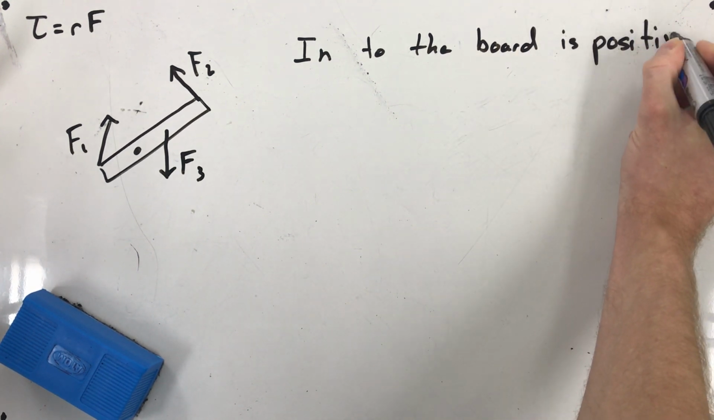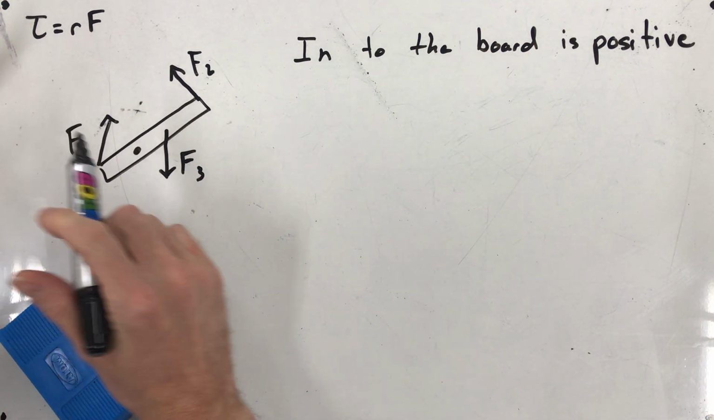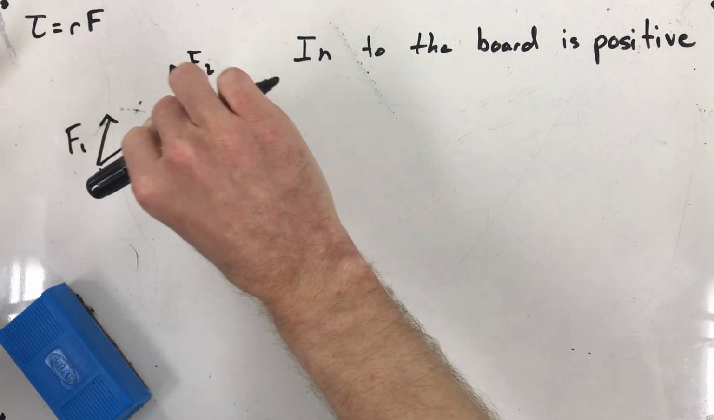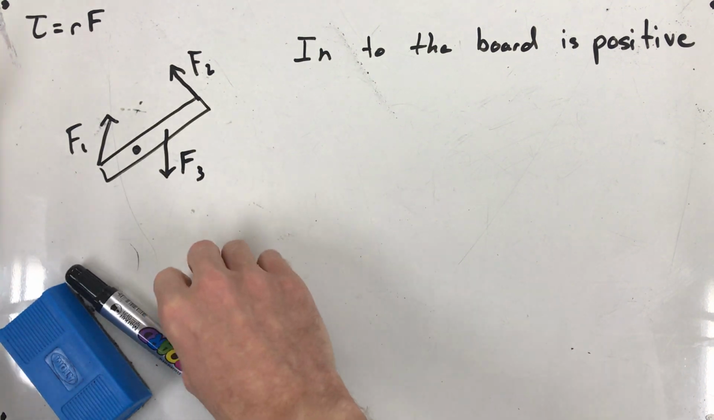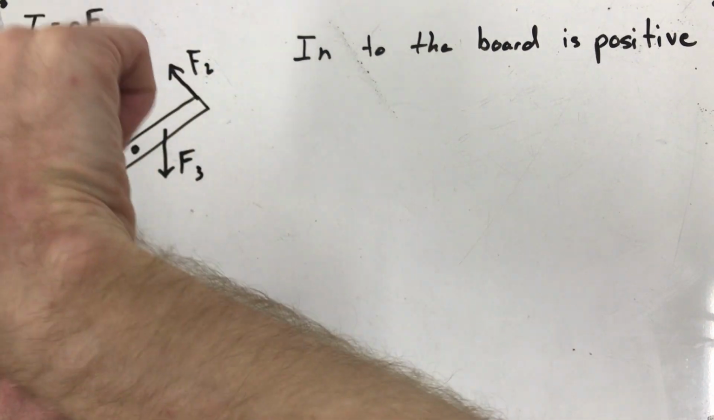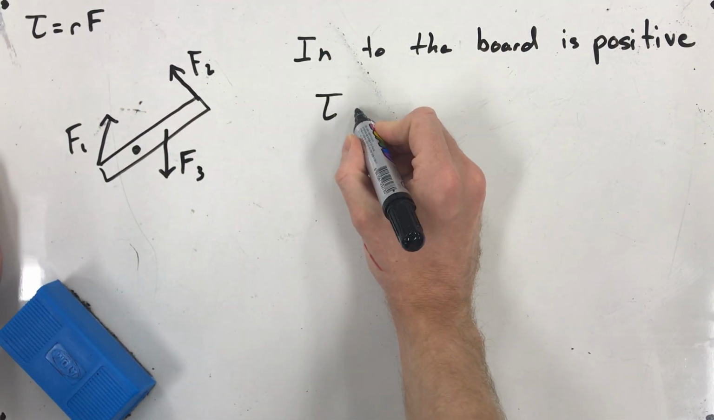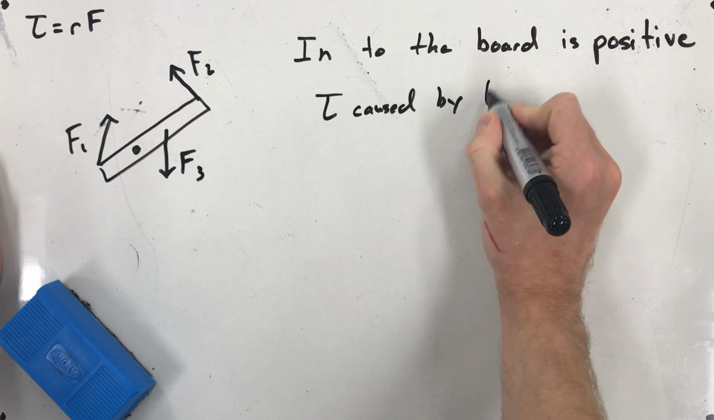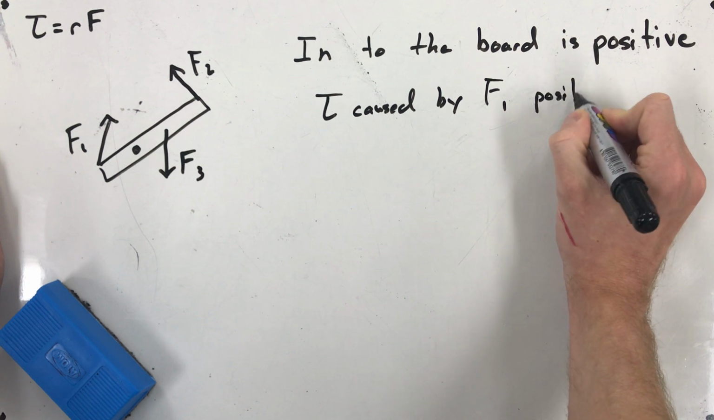And then let's think about the different torques caused by each of these. So F1 is pushing this way. If our rod is fixed at this point, so it has to rotate about this point, well, F1 is making it want to turn this way. So if I apply my right-hand rule, it's trying to make it rotate that way, which is into the board. So then I guess we could say the torque caused by F1 would be positive.